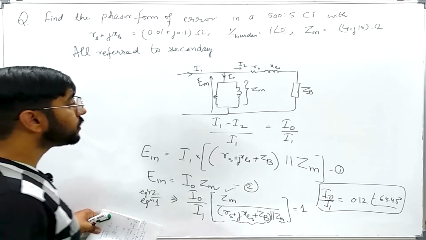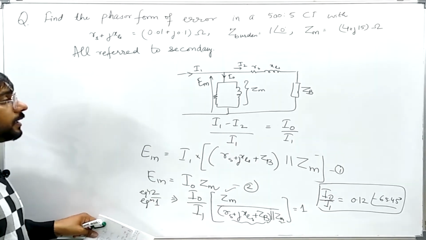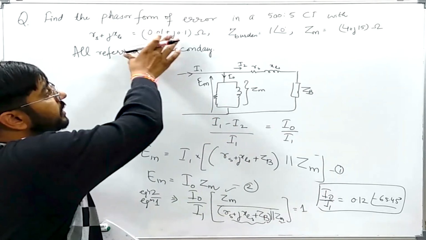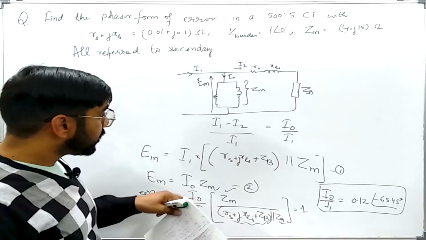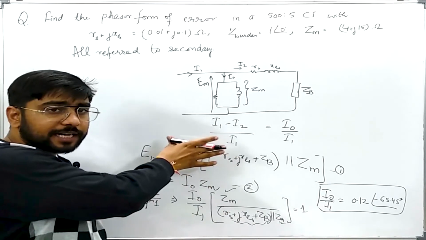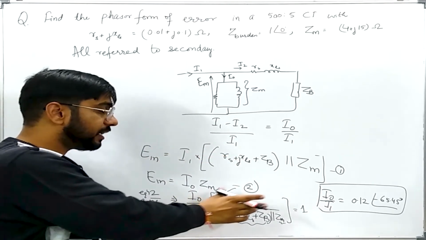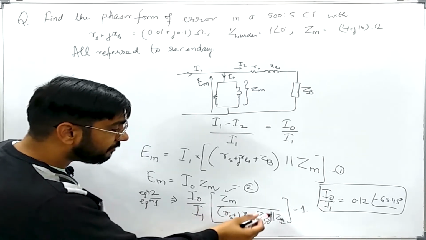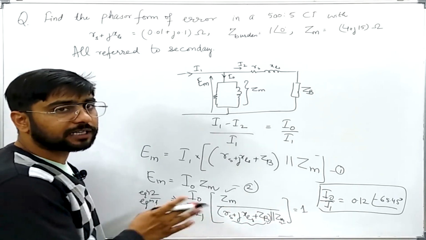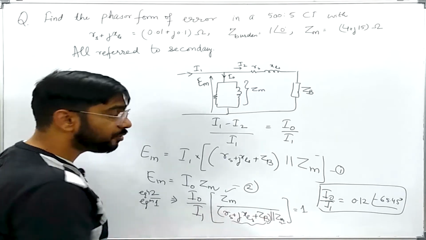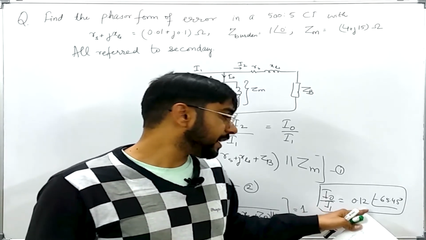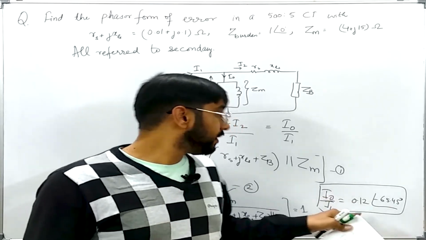okay. So in this way we can find the phasor form of the error. In such kind of question we should put the values on the last step only. After cancelling various terms we will find that Zm will be cancelled in one of the terms, okay. So it will come either in numerator or the denominator. So after putting the values we can easily find the value of the error.